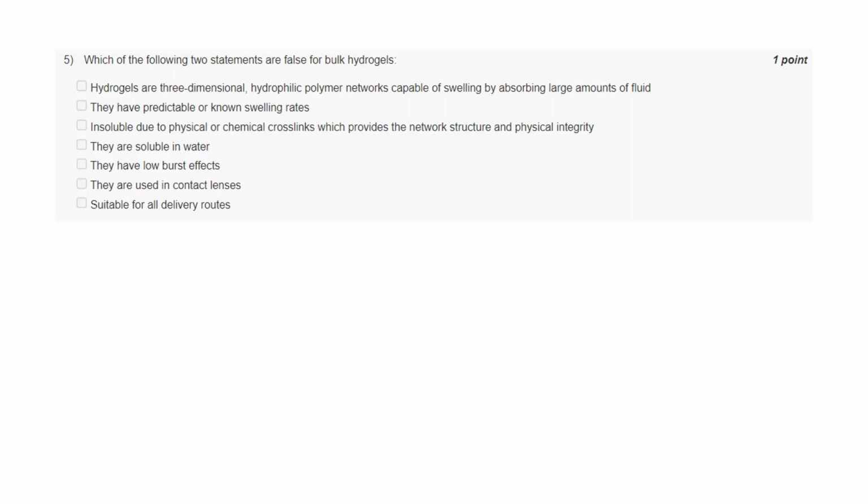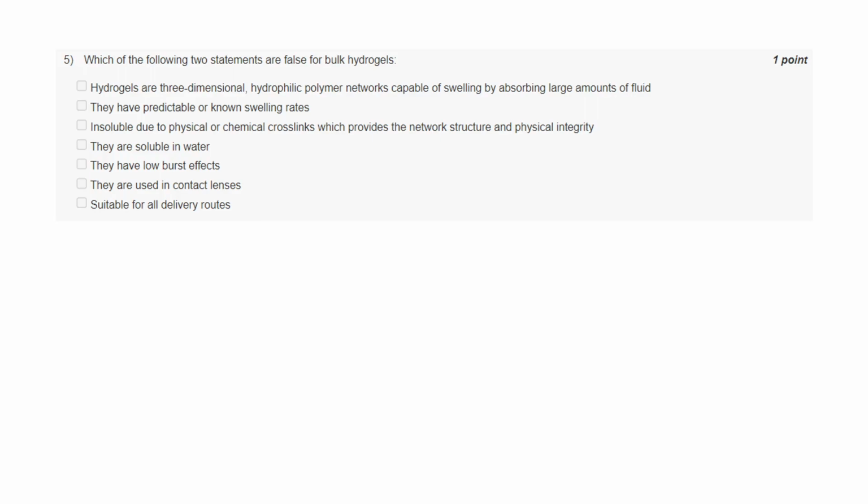Let's read the fifth question. Which of the following two statements are false for bulk hydrogel? Hydrogels are three-dimensional hydrophilic polymer networks capable of swelling by absorbing large amounts of fluid. They have predictable or known swelling rates, insoluble due to physical or chemical crosslinks, which provides a network structure and physical integrity. They are soluble in water.